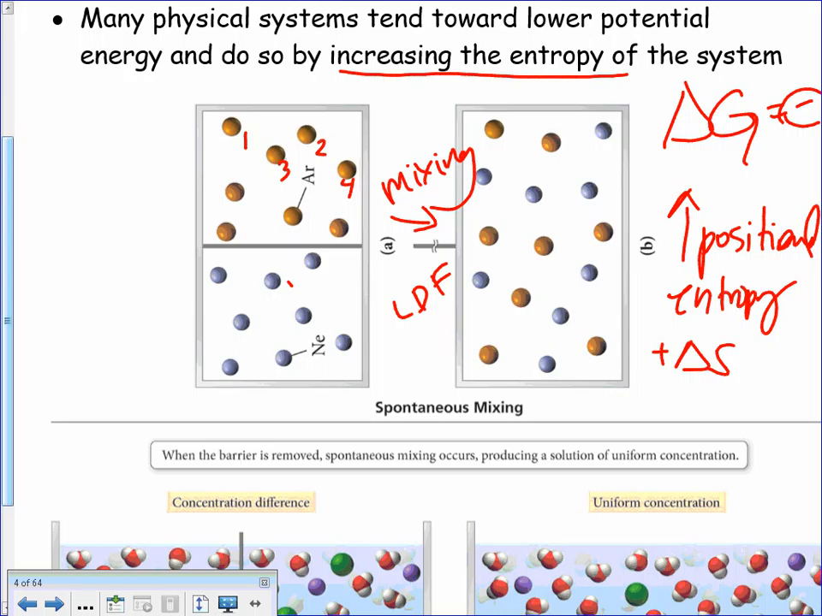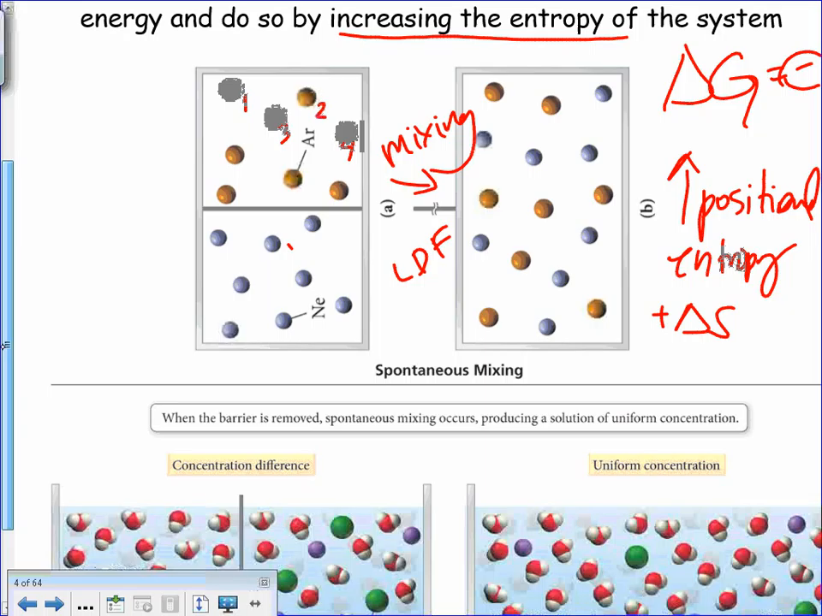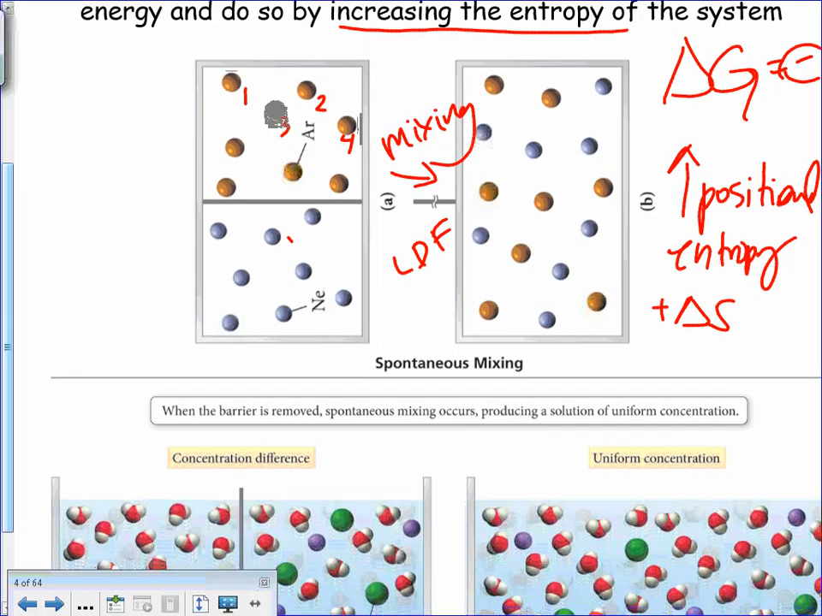Can you guys see this? I'm scared to cut the lights off, but let me see if this makes any. We can see it. That's good.